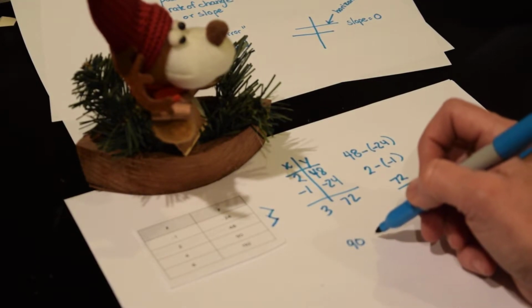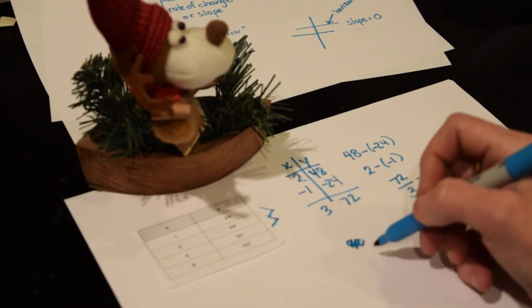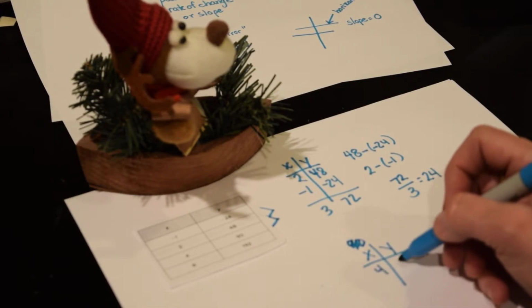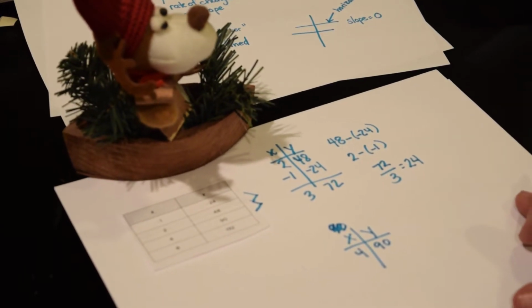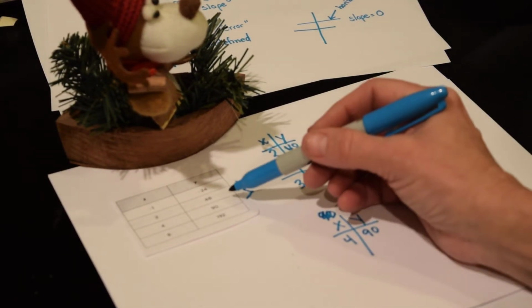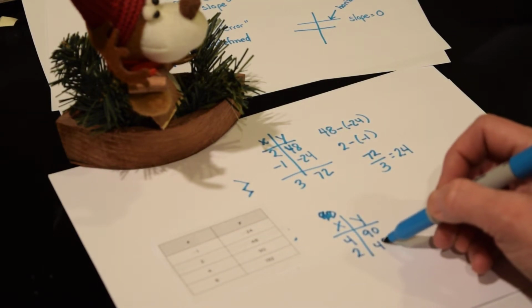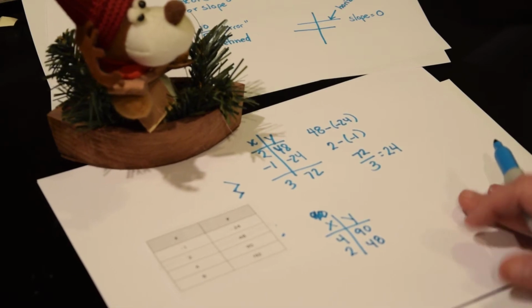So I got 90. Boy, I'm making that same mistake a lot of you make, and wrote it backwards. I've got 4 and 90. Let's scooch that up a little bit. And I'm going to bring this down. We have 2 and 48. Make sure you keep those ordered pairs together.